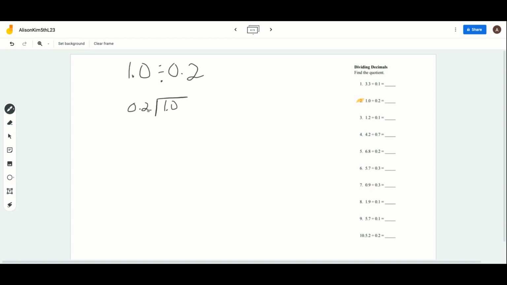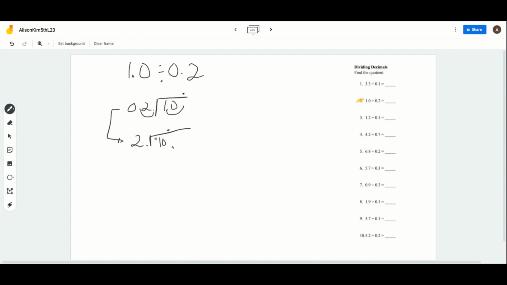Now, we know that we need to have decimals in our final answer, but since the decimals are going to distract us from solving this problem, we're just going to move them all to the right. So we're going to put it right here, and we're going to put it right here. Okay? And bring this decimal up here. Now it goes from 0.2 divided into 1.0 to 2 into 10. Oh, sorry, you have to put the decimal up there.